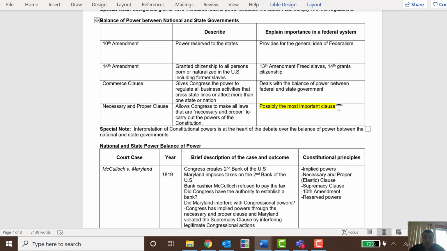So think elastic stretches, right? All of you guys are probably sitting here in your pajamas or sweatpants because you're not leaving the house. So just stretch that waistband, it gets bigger, right? With the necessary and proper clause, the power of the federal government is going to expand like that elastic band. They can do more than what was originally allowed in the Constitution.